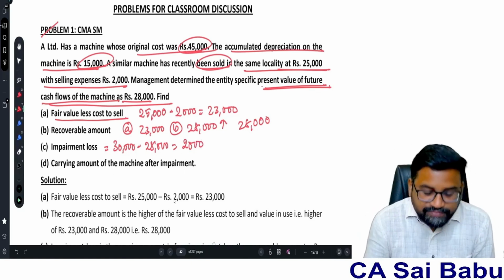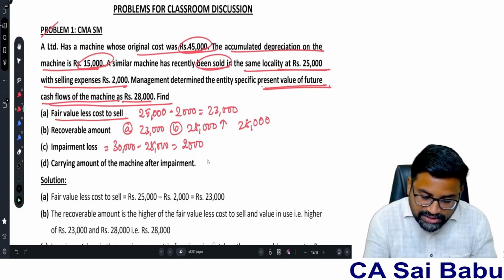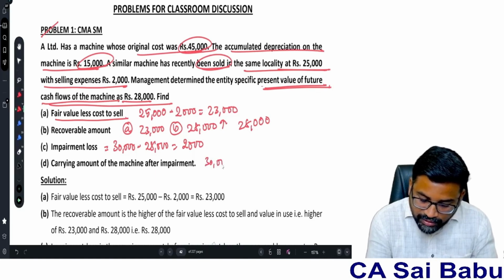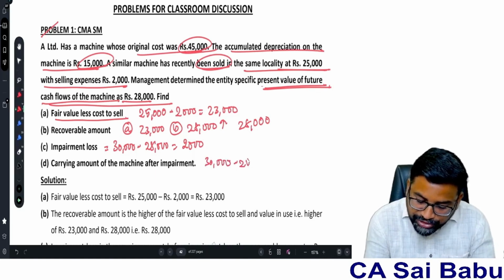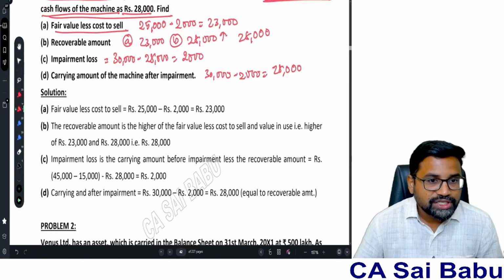Carrying amount of the machine after impairment. So what is the original carrying amount of the asset? 45 minus 15, 30,000, minus impairment loss you need to deduct. So therefore now the asset value is 28,000. This is the revised carrying amount of the asset. So these are the answers.